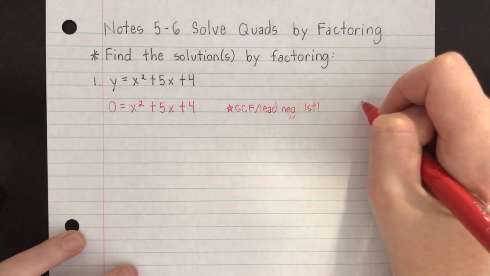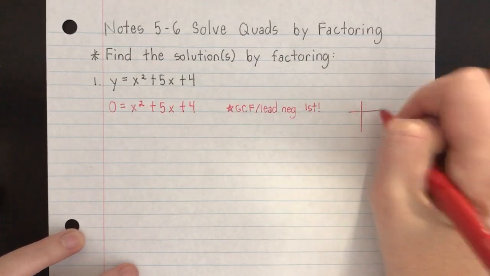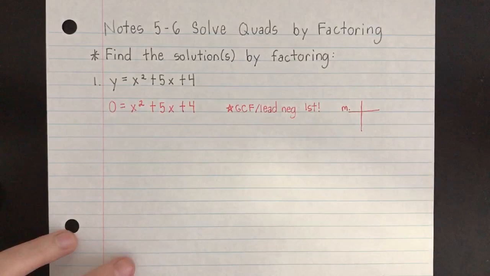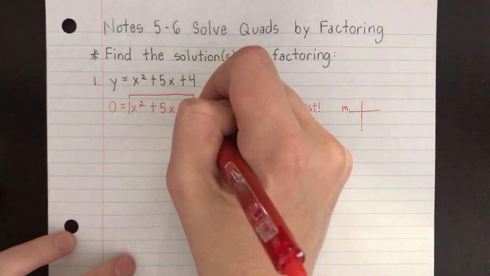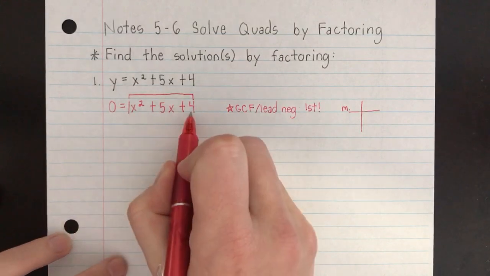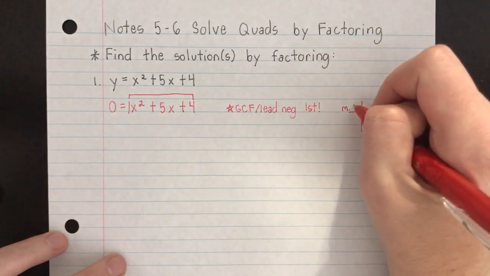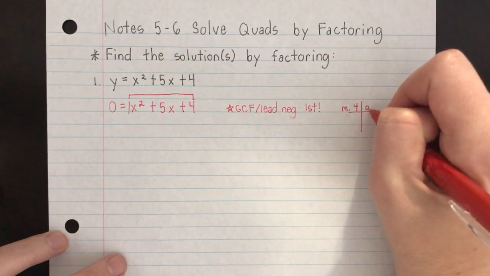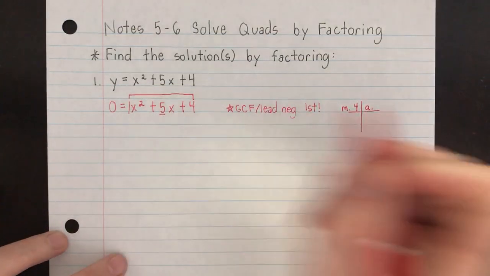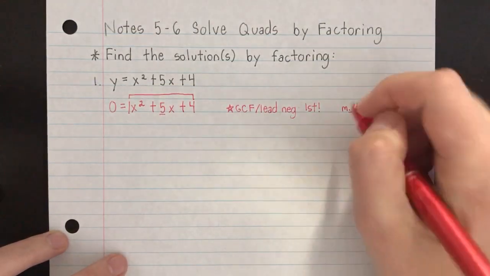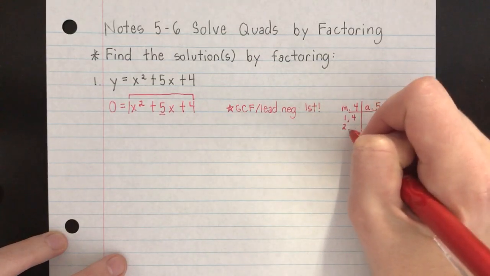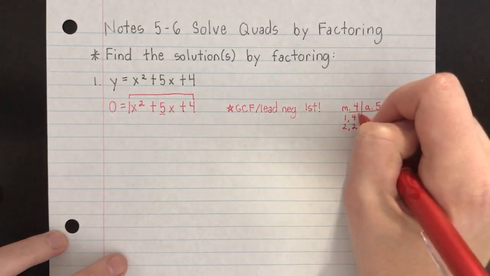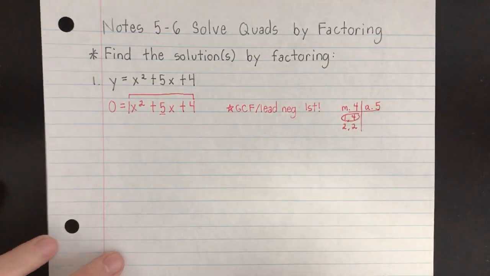So then I go to my T-chart. I'm looking for numbers that multiply to A times C. Remember, it's 1 times 4, so A times C would be 4, and add to B, so 5. Numbers that multiply to 4 are either 1 and 4 or 2 and 2. And of course, 1 and 4 is the set that's going to work.